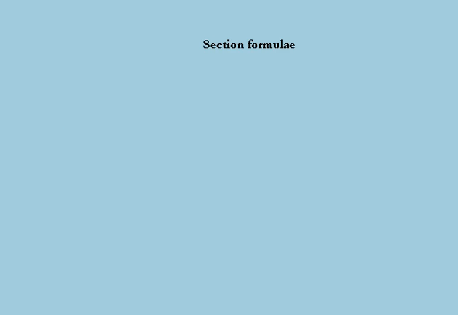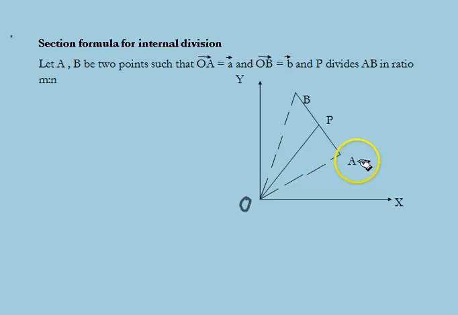In this lecture, for the discussion on section formulae, we first consider the section formula for internal division. For this, let us consider two points A and B such that vector OA is equal to vector A and vector OB is equal to vector B, and point P divides AB in the ratio m is to n. Then AP by PB is equal to m by n. That means the ratio of this line segment and this line segment is equal to m by n.